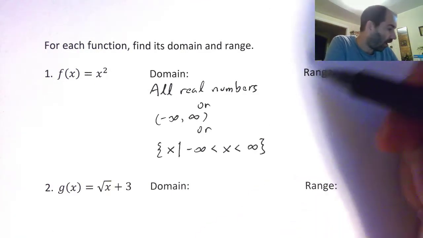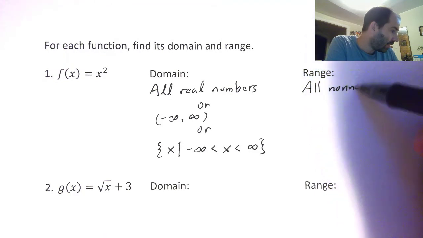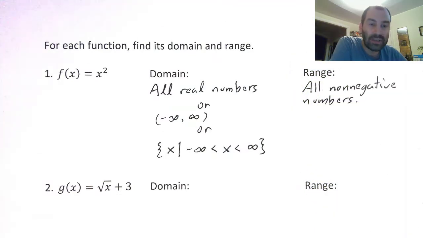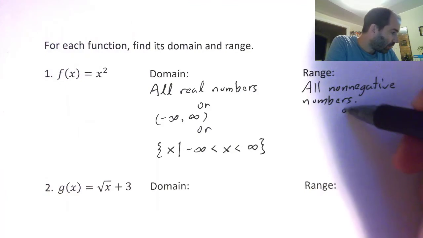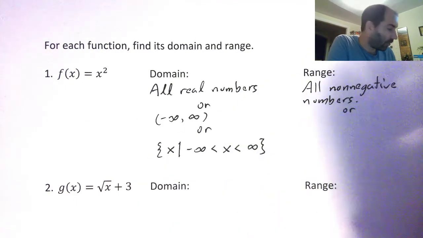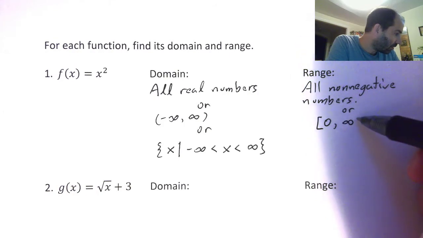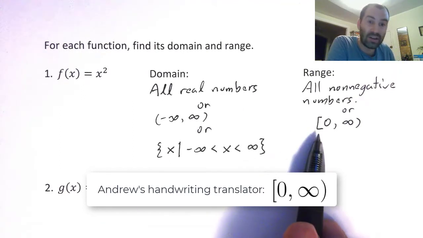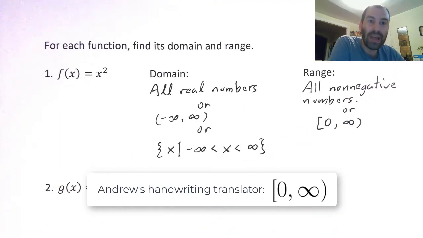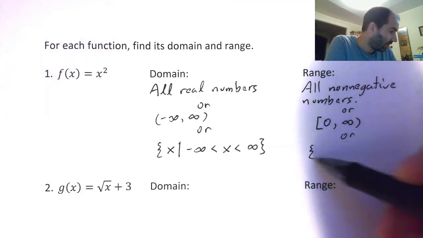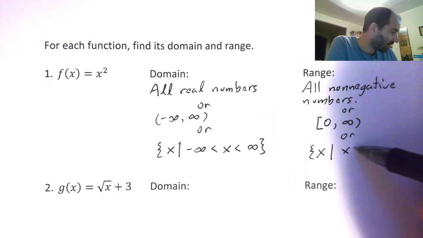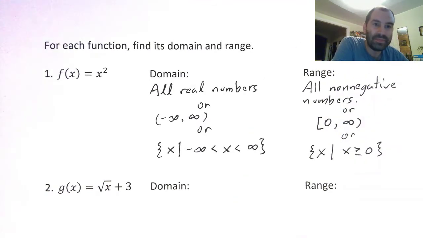So that's what I would write: all non-negative numbers. That's the range. Or if you wanted to use interval notation, I would write the interval from 0 to infinity, including 0. I put a square bracket around 0 to denote that 0 is included in this set. If I wanted to use set builder notation, I could write the set of all numbers x such that x is greater than or equal to 0. There you go. That would be it in set builder notation.